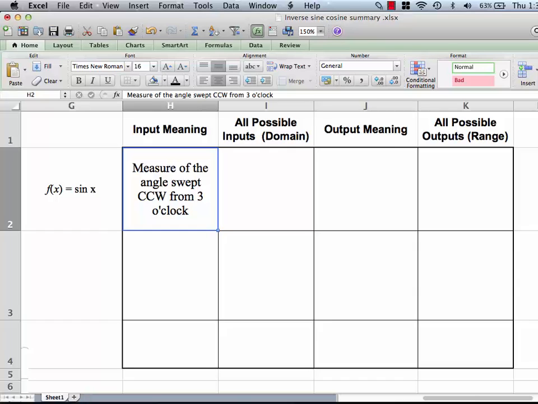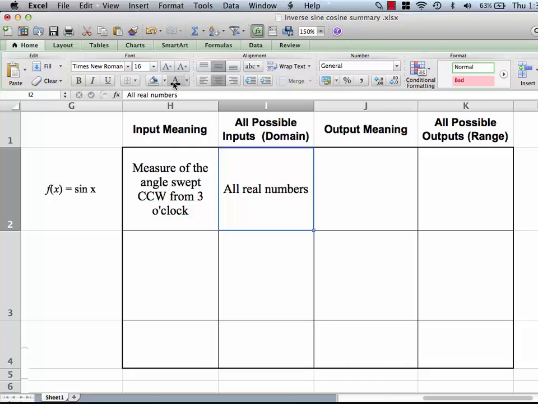Okay, so is that all possible? Anything we could put into sine? Can we put in any? That's right. Yeah, because we could, right? We can have positive angles. Those are our counterclockwise angles. And after we get done with 2 pi, 1 rotation, we can just keep doing another rotation. And we can just keep going as much as we want. And then what about negative angles? Going clockwise from 3 o'clock, right? So 1 rotation clockwise is negative 2 pi. And then we can just keep going. So there's no real number that we can't say is an angle measure swept counterclockwise from 3 o'clock.